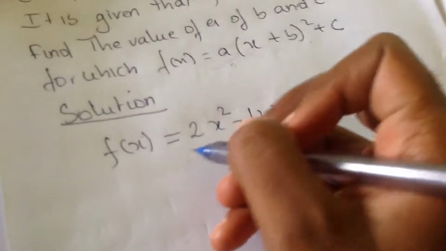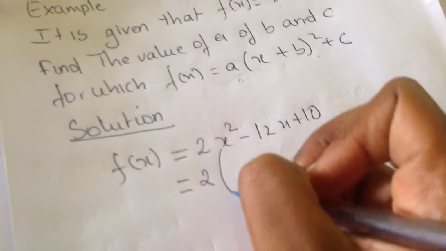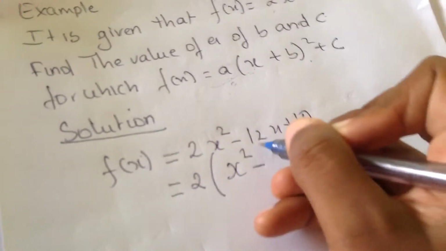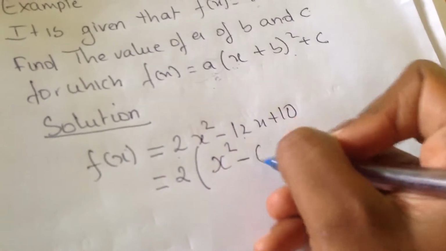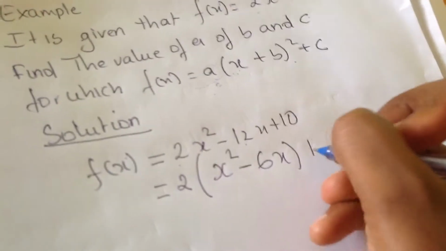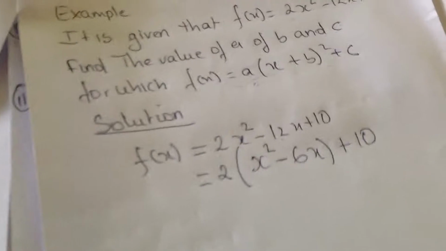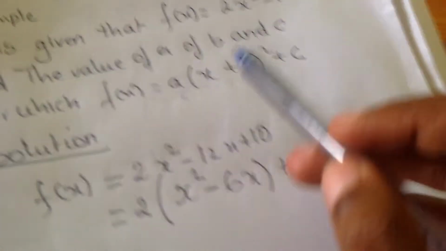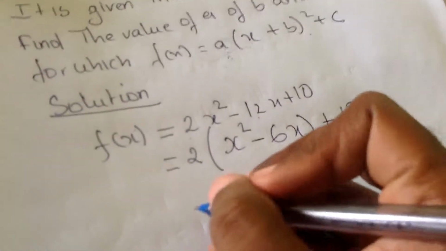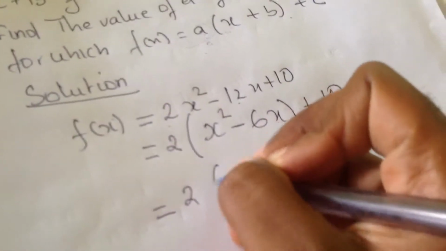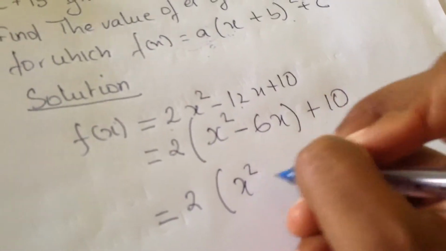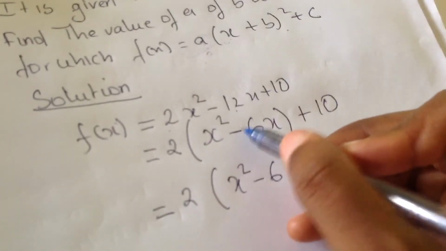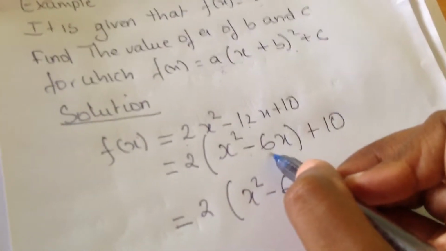So I will write 2 into bracket, then x squared minus 6x, because if I divide 12 by 2, I get 6, plus 10. Okay, so I've solved one problem, which is that I know what a is. Now I need to transform this into this form. So this is what I do. I have 2, then I have x squared minus 6x. Then I will use this second term and divide by 2. So for example, -6 divided by 2, I get -3.